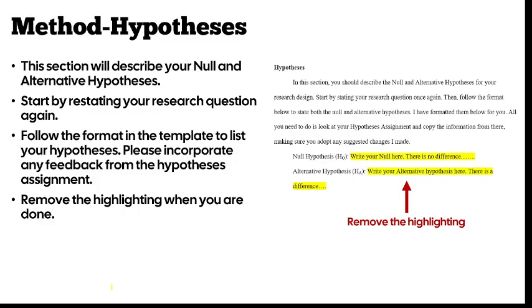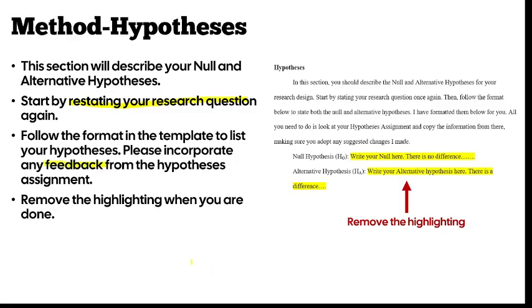The next section you'll see in the template is the hypotheses section. You should have most of the information, if not all of it, in your null and alternative hypothesis assignment, or your hypotheses assignment, I believe is what it was titled. You're going to start again by restating that research question, okay? And then you're going to follow the format that I have for you in the template, incorporating any feedback that you got from me on the assignment.